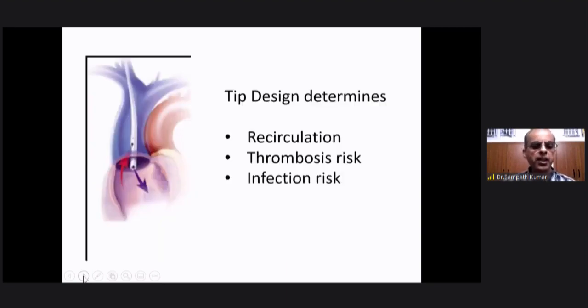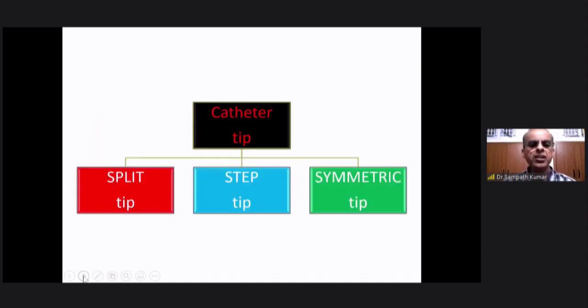It is important to choose a proper catheter for the proper placement. And among all the aspects of a catheter, it is the tip of the catheter which may be very crucial, which determines the recirculation, the thrombosis risk, and the infection risk. You have basically 3 tip types: the split, the step, and the symmetric tip.